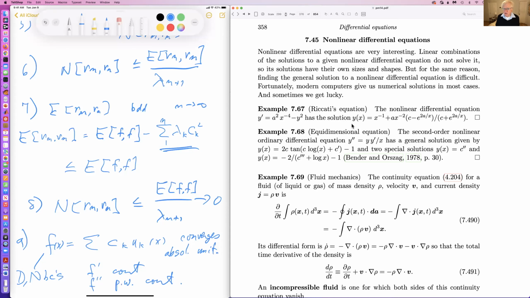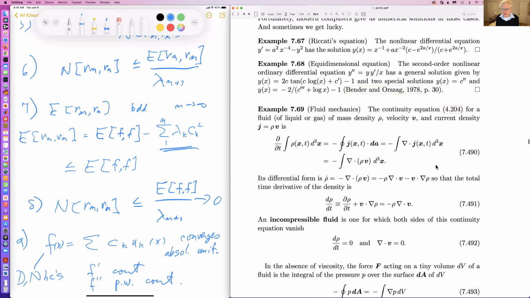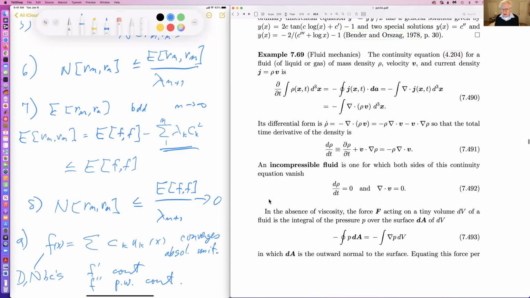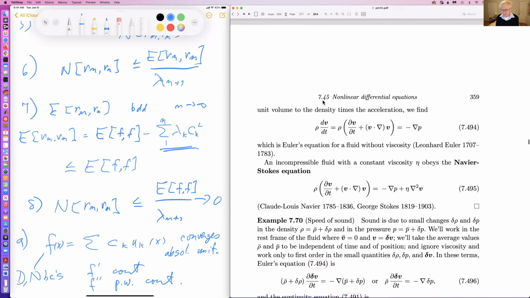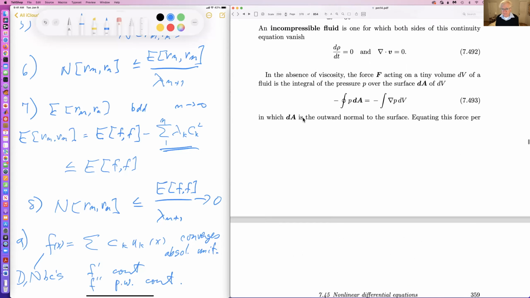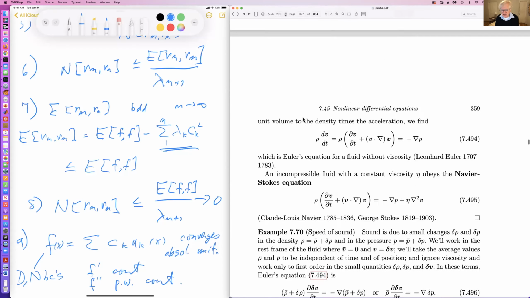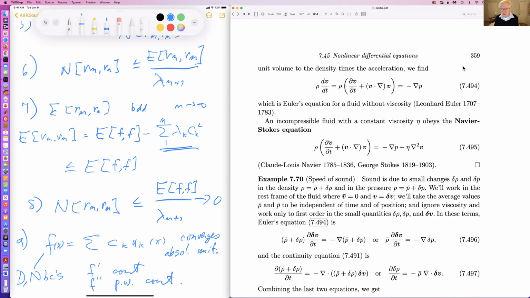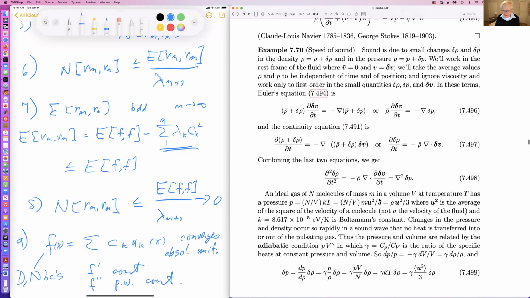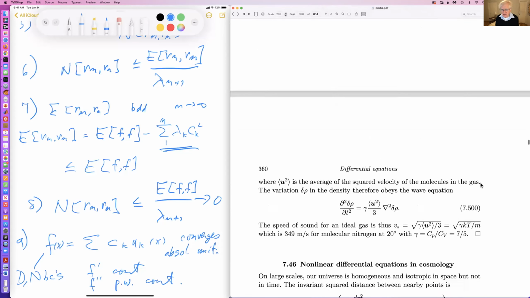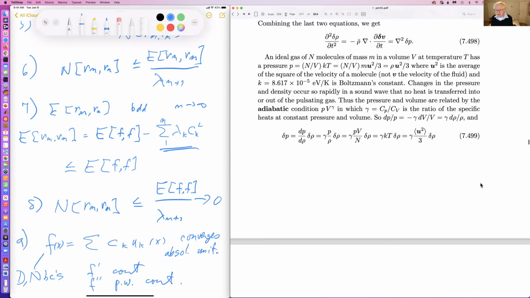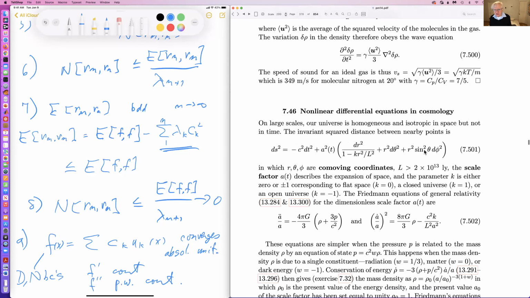Sometimes we get lucky. Here are two examples of exact solutions. I'll let you just read them. Then one area where nonlinearity is important is in fluid mechanics. For the moment, at least, I'm going to skip this equation, but this section leads basically to Euler's equation and then the Navier-Stokes equation. And then there's something here on the speed of sound. I think it might be a good idea to do these tomorrow, if there's time in the problem session.